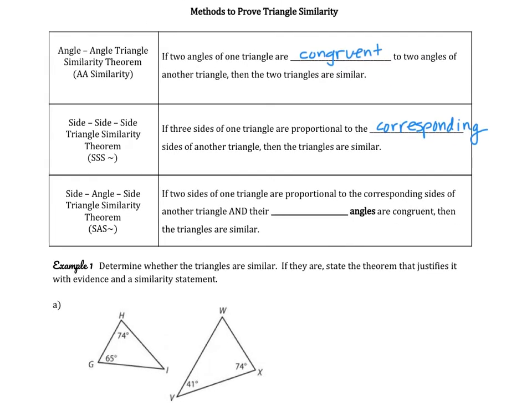And the last one is called the side-angle-side triangle similarity theorem. This one says if two sides of a triangle are proportional to the corresponding sides of another triangle and their included angles are congruent, then the triangles are similar. Remember, the included angles are the angles in between the two sides that you're showing are proportional. So here you only need to show that two of the corresponding pairs of sides are proportional, but you also need this extra piece, that the included angles are congruent.